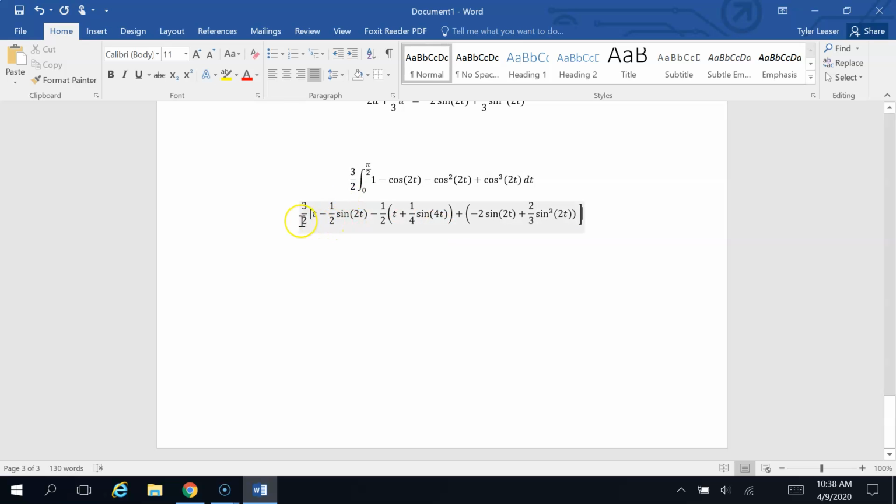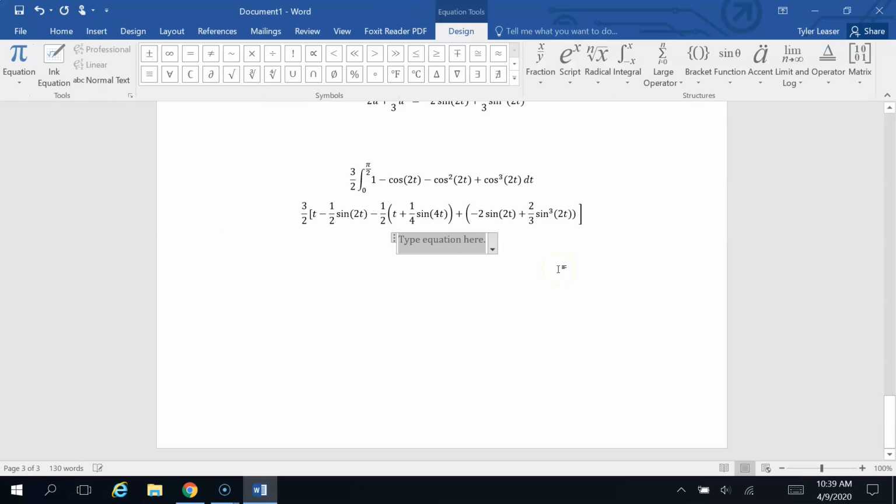So just substituting that in. 3/2 is all the way on the outside of all this stuff. 1 turned into t. Cosine 2t turned into negative 1/2 sine 2t. Negative cosine squared turned into this. Positive cosine cubed turned into this. But don't forget that we're still trying to evaluate this between 0 and pi over 2. So I'm going to plug pi over 2 into all of that stuff. We still have the 3/2. Then t just changes into pi over 2.